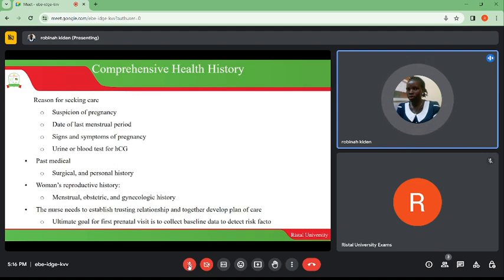Then the date of last menstrual period. When taking the history, we want to find out the date of her last menstrual period. And here we are not looking at the day when she last saw the menstrual periods. We are looking at the day that the last menstrual period started on. If she started on the 4th and ended on the 8th, we don't write the 8th, we write the 4th. Why? Because that is the date when she started.